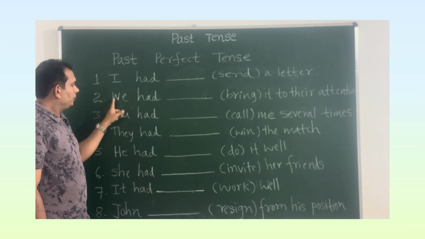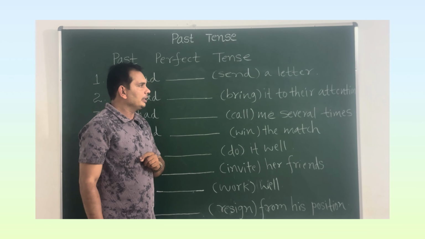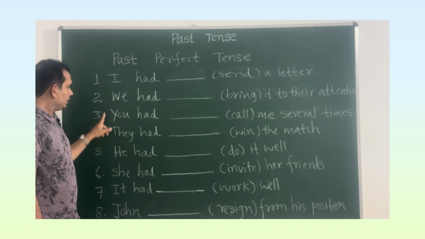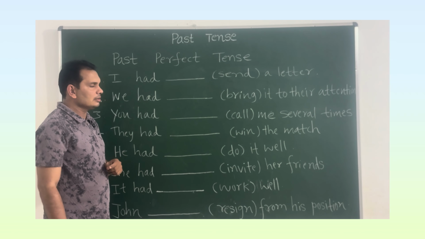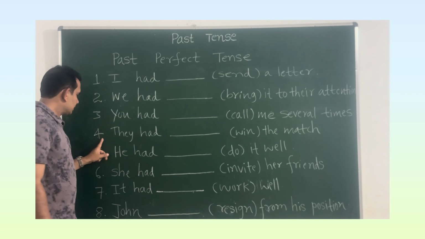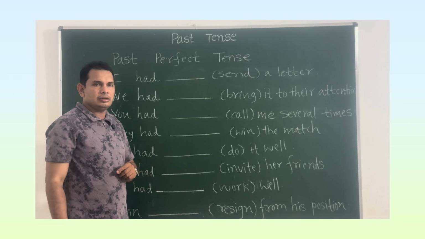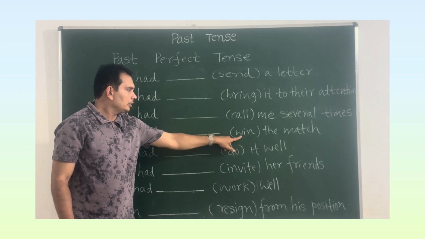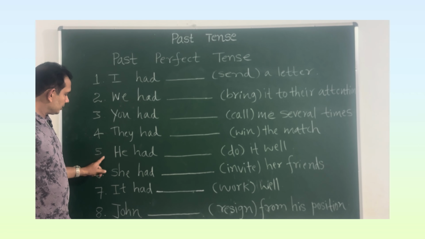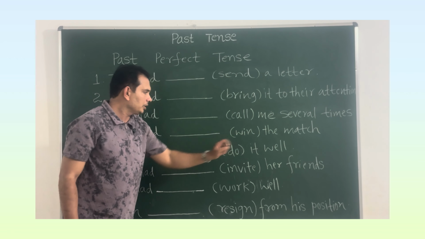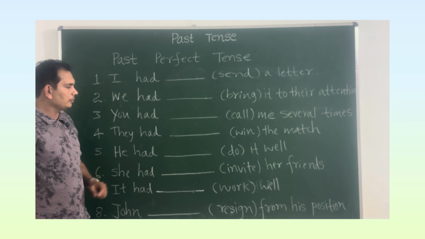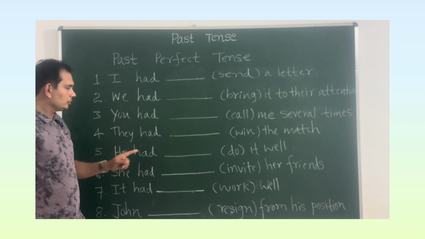Question number 2. We had dash it to their attention. Bring is the verb given. Question number 3. You had dash me several times. Call is the verb given. Question number 4. They had dash the match. Win is the verb. You are required to write the past participle form of the verb win. Next question here. He had dash it well. Do is the base form of the verb. You have to write the past participle form of the verb or third form of the verb to get it right.